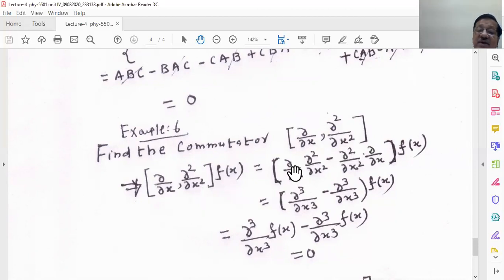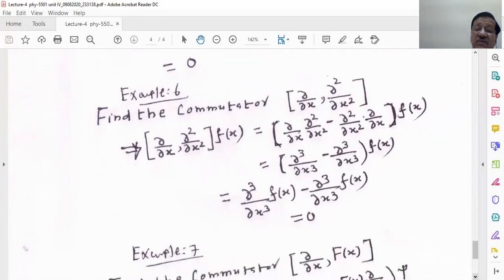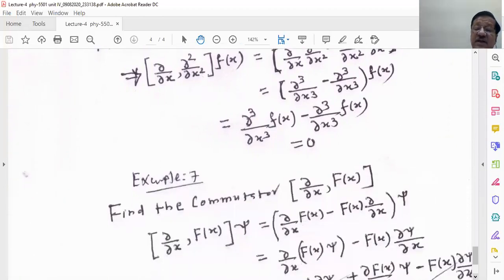The first term gives you del cube by del x cube. The second term is giving you del cube by del x cube. And you see this is operating on f of x. So you can solve this step, and it will give you 0. It's a very simple step. I wrote all the steps, so you can understand very carefully. Now the other problem we have selected.